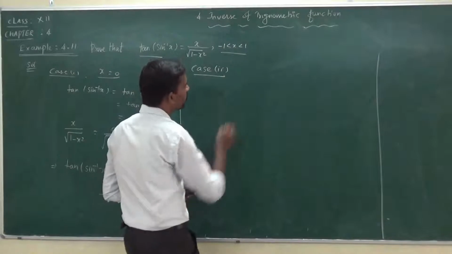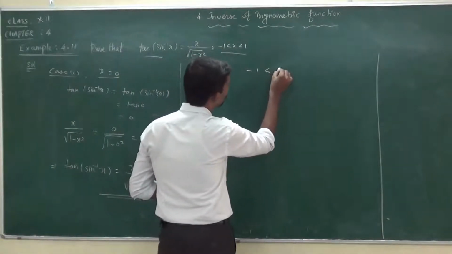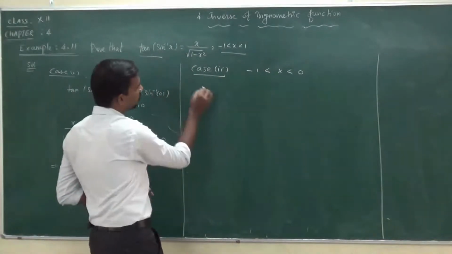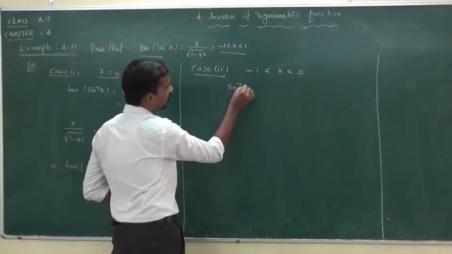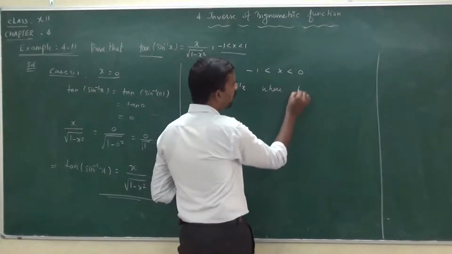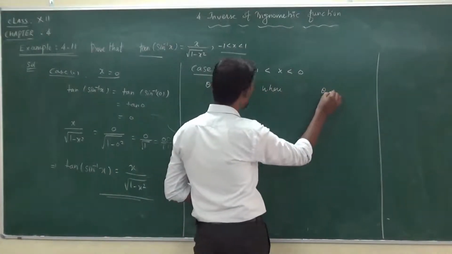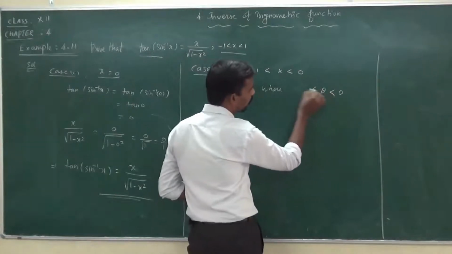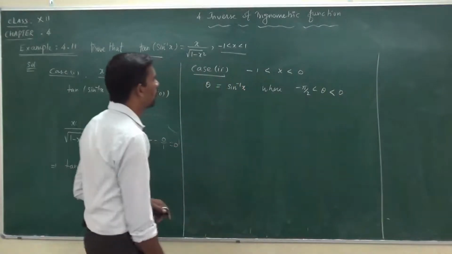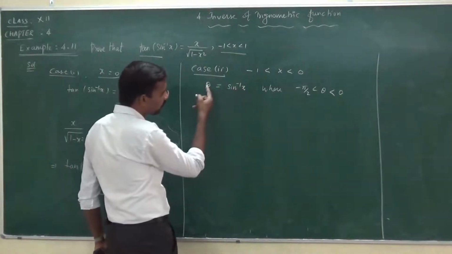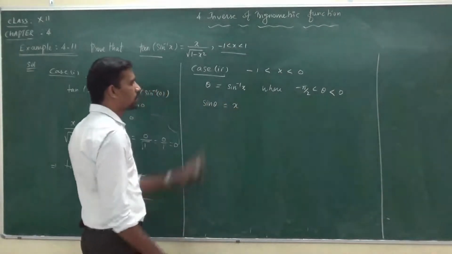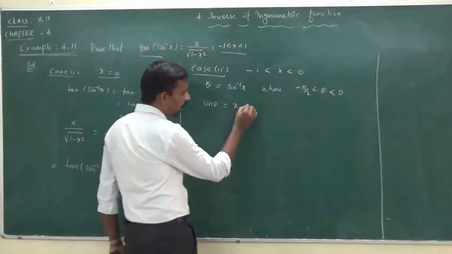Case 2, I am going to take the interval minus 1 less than x less than 0. Now, I want to assign that sin inverse of x is nothing but theta, where theta lies between minus pi by 2 and 0, minus pi by 2 less than theta less than 0. Now sin inverse of x is equal to theta. Then what about sin theta? That is nothing but equal to x. So sin theta is equal to x.